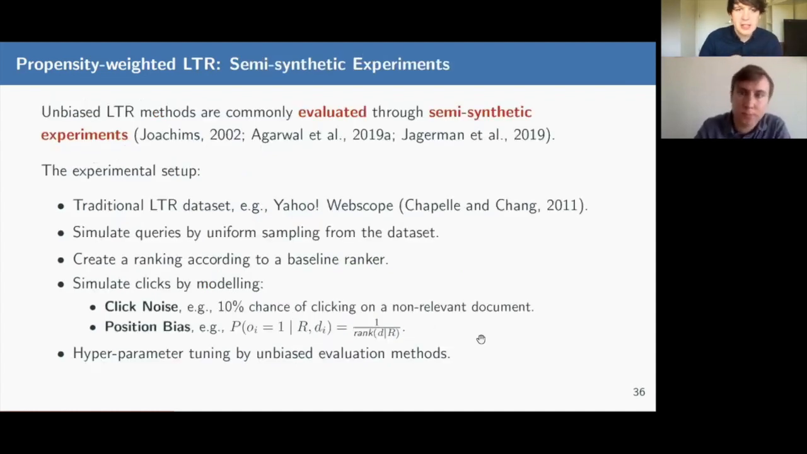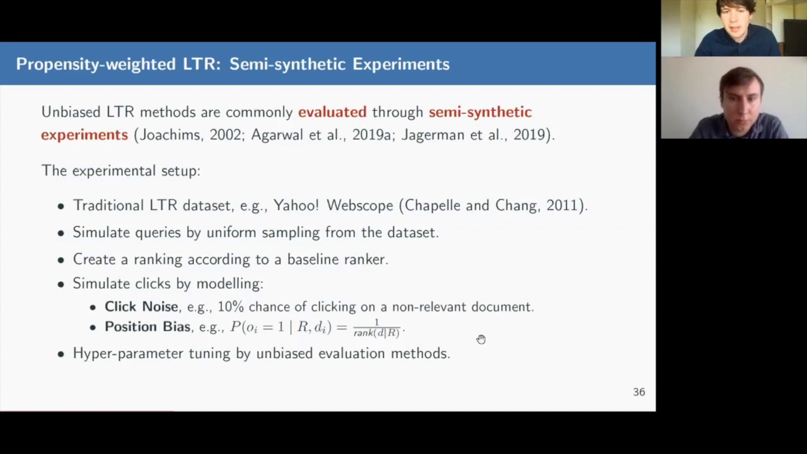To show the effect of an unbiased approach versus the naive approach we showed before, we did some experiments for this tutorial, and we follow the standard setup. So these are semi-synthetic experiments where we take an existing learning to rank data set where people have made annotations. So we have judges that told us this is relevant, this is not relevant. And then we simulate queries by sampling from the data set. We create a ranking using some baseline ranker. So we use some simple ranking function that is decent, but not optimal. So we still have room to improve.